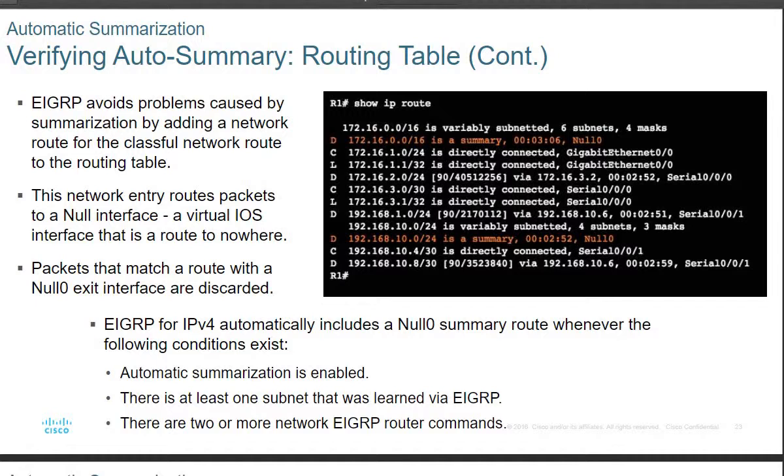Automatic Summarization. Verifying Auto-summary routing table, Cont. EIGRP avoids problems caused by summarization by adding a network route for the classful network route to the routing table. This network entry routes packets to a Null0 interface, a virtual IOS interface that is a route to nowhere. Packets that match a route with a Null0 exit interface are discarded. EIGRP for IPv4 automatically includes a Null0 summary route. Whenever the following conditions exist, automatic summarization is enabled: there is at least one subnet that was learned via EIGRP, and there are 2 or more network EIGRP router commands.